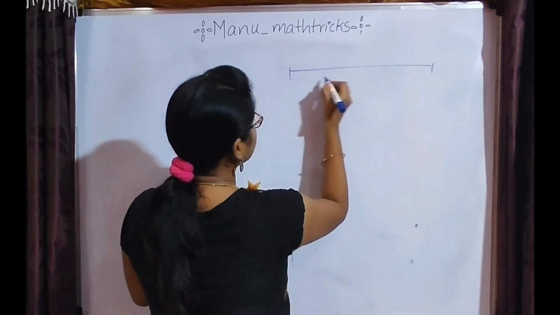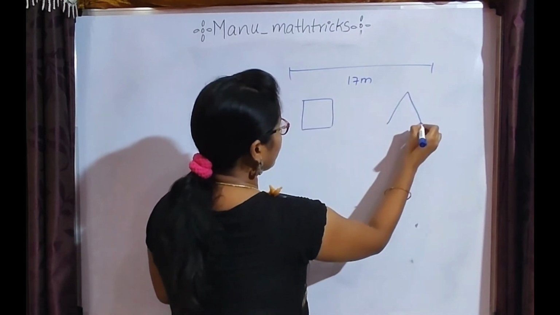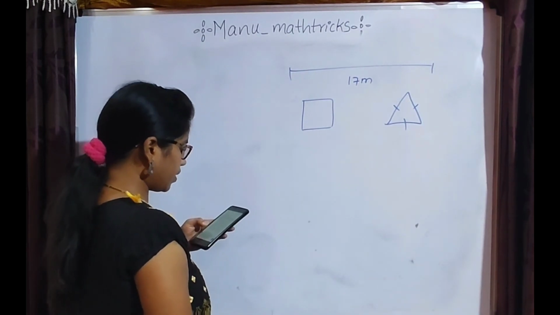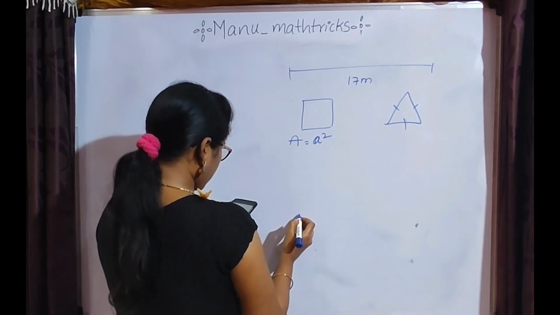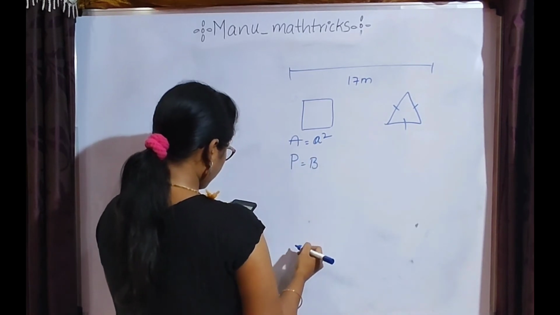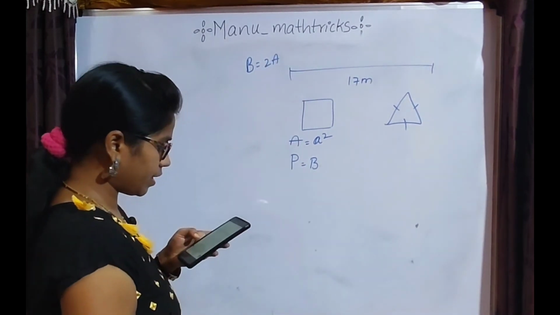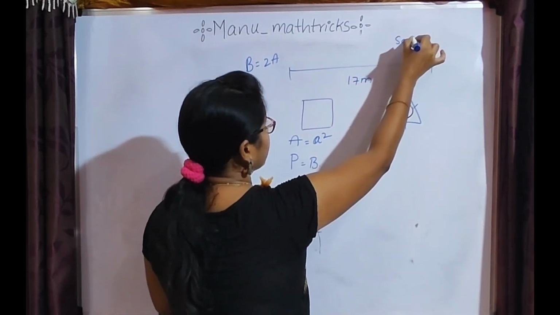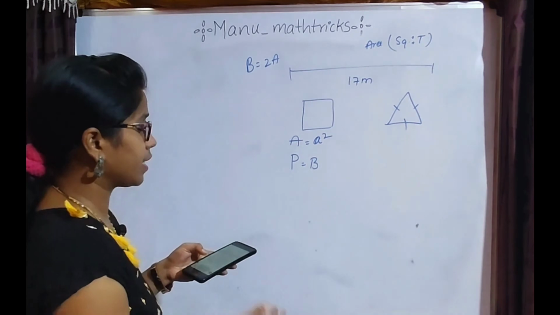A wire of length 17 meters is cut into a square and an equilateral triangle. In an equilateral triangle, all sides are equal. Now he is saying that the area of the square is a square meters and the perimeter is b meters. He is also saying b is equal to 2a. He is asking to find the ratio of the areas of the square and the triangle.